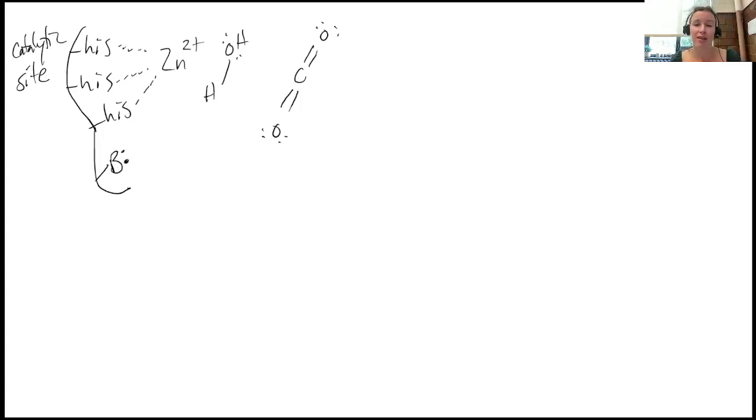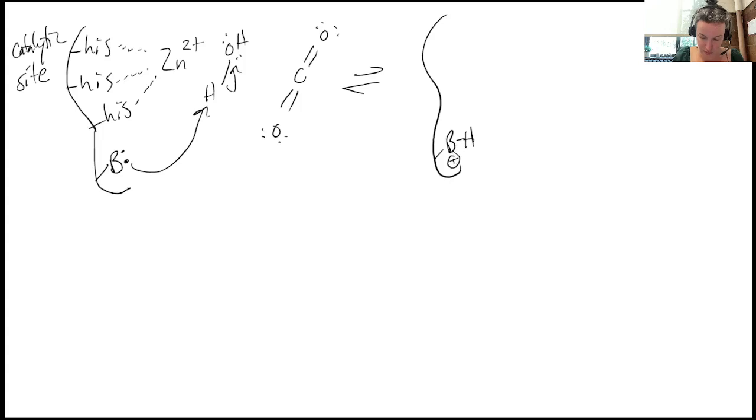Elsewhere in the catalytic site, folks, we have a base. I'm not going to draw the amino acid. I'm going to put just a general base B. The first thing that happens is this base deprotonates our water molecule. That means that our base is now protonated. We'll give it a positive charge.